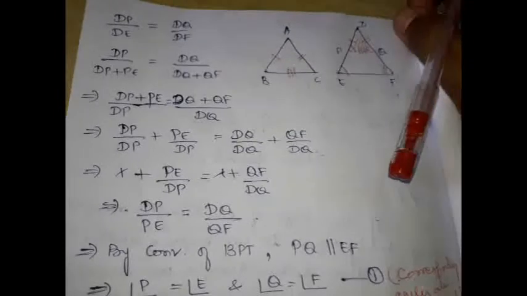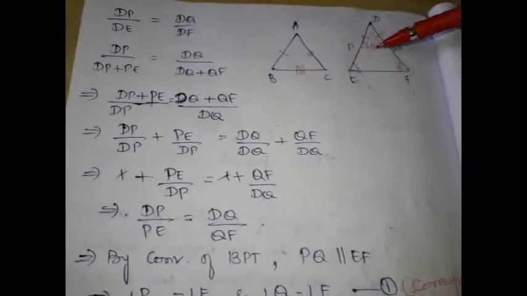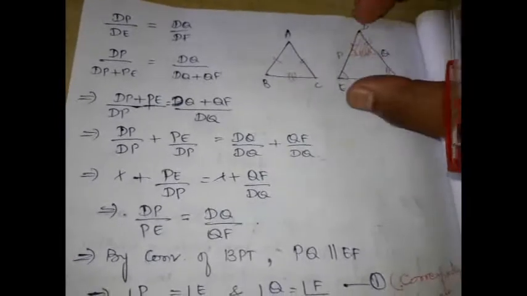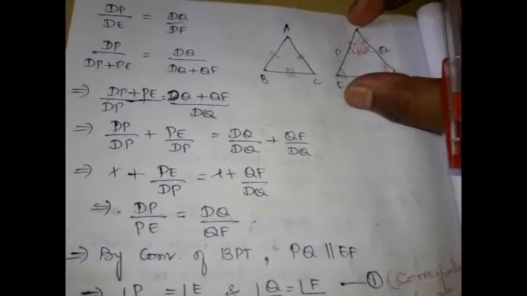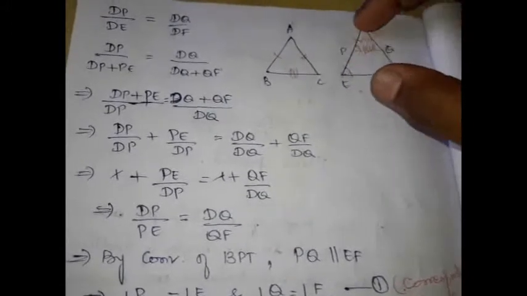Then immediately we stated that by the converse of the basic proportionality theorem, this line will become parallel. As soon as it's parallel, corresponding angles will become equal. Right? We have stated it aside. Then, once the angles become equal, by AAA similarity criteria, this triangle will become similar to the bigger triangle. When two triangles are similar, the sides will be in proportion. So we wrote the proportion statement for these two triangles.